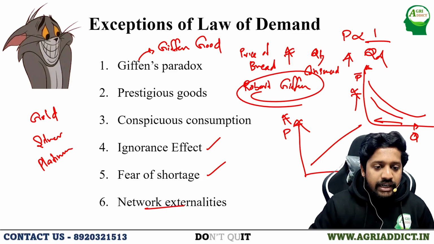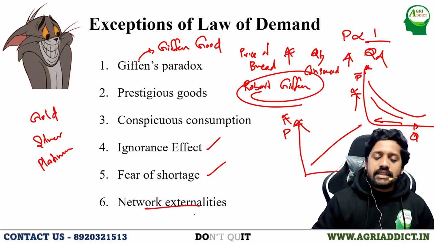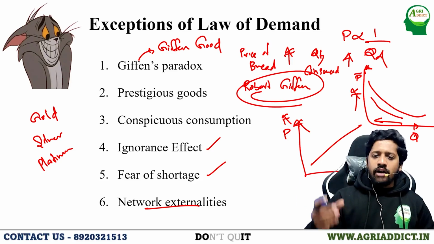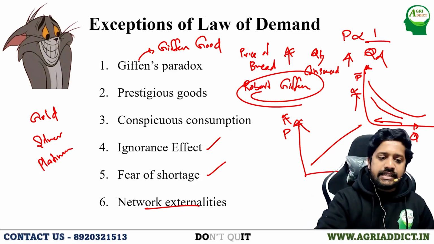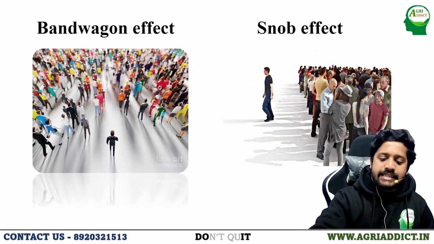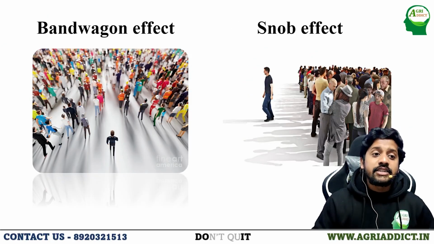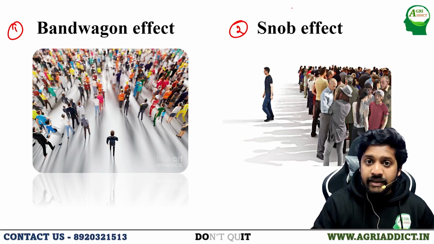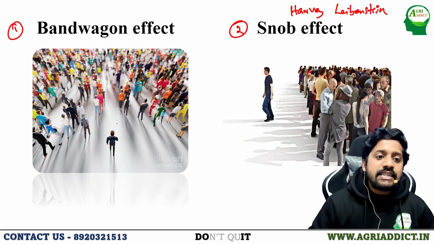And the last one is network externalities. It is nothing but how our demand for a commodity changes because of social pressure. That is called network externalities. In network externalities, two effects come in, that is bandwagon effect and snob effect. These concepts were discussed by Harvey Leibenstein.